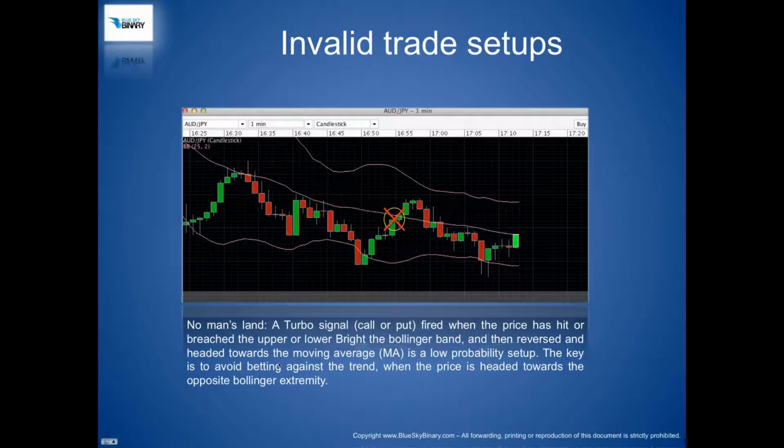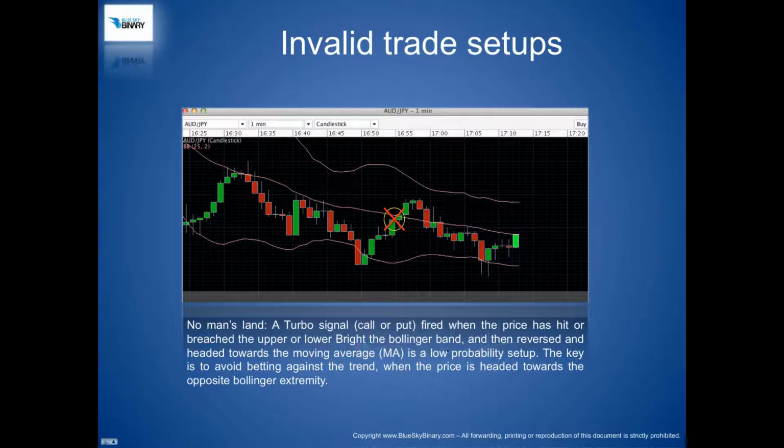And then you have a very dangerous formation, and a lot of turbo traders get stuck in this one. It's basically called no man's land. All right, this is the no man's land formation. What does that mean? A turbo signal fired call or put when the price has hit or breached the upper or lower Bollinger Band and then reversed and headed towards the moving average is a low probability setup.